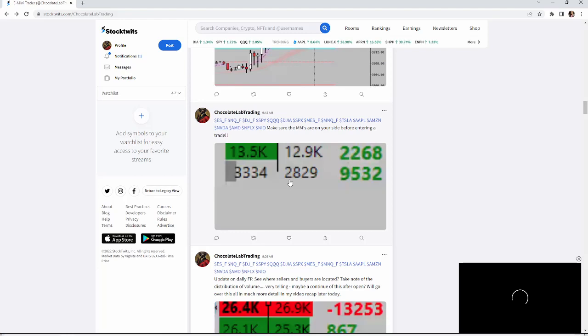And you can see that these volume nodes are pretty thin compared to that one starting here. What does that mean with these thin volume nodes? Once these sellers' stops got run, they were tripping over themselves to exit, and that's what causes thin volume nodes and fast price movement.